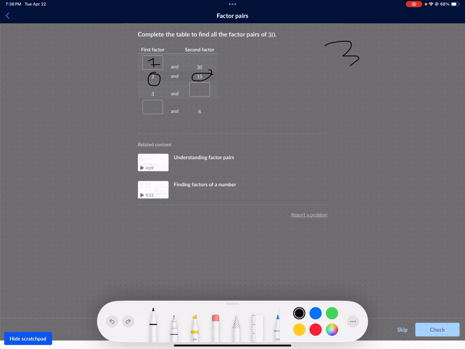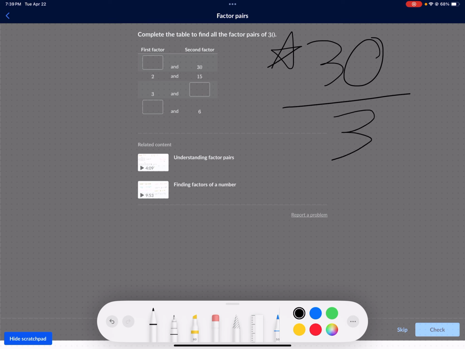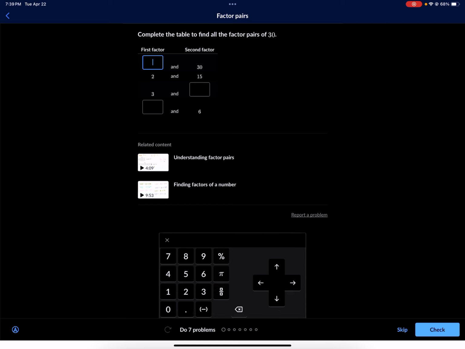Now we do the exact same thing. First factor and second factor, it doesn't matter. We're still having 30, always up here. So we'll put 3 here, and that's equal to 10. So that will be 10. And then 30 divided by 6 is 5. With this in mind, we're basically just finding another number to multiply to 30. So 1 times 30 is 30, 2 times 15 is 30, 3 times 10 is 30, and 5 times 6 is 30.